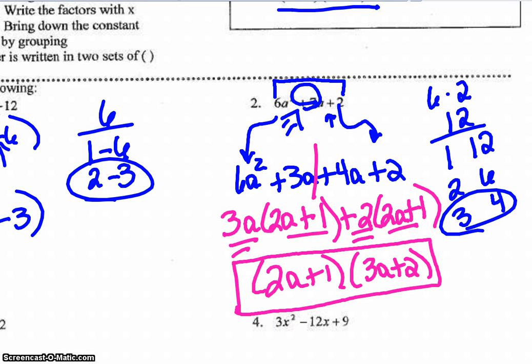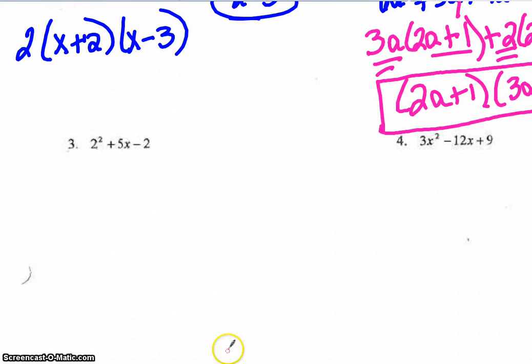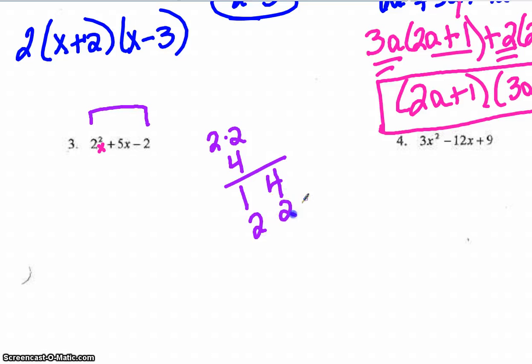Looking at number 3. There should be an x right there. That should be 2x squared plus 5x minus 2. Look at your 2, your 5, and your 2. They have nothing in common, so you're going to have to multiply your 2 and your 2. 2 times 2 is 4. The factors of 4: 1 and 4, 2 and 2. Signs are different, and the big one is positive, so the little one has to be negative.